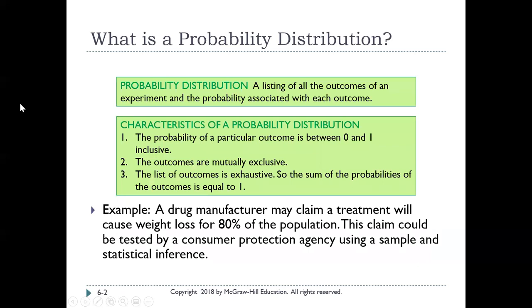So first, to define a probability distribution, it's going to be a listing of all the outcomes of an experiment and the associated probability. So like I was saying, if you're talking about a batter getting up to the plate, let's say they get a hit 30% of the time, you would have an outcome of 0, meaning no hit, 70% of the time. And then a hit, yes, that would be a 1, 30% of the time.